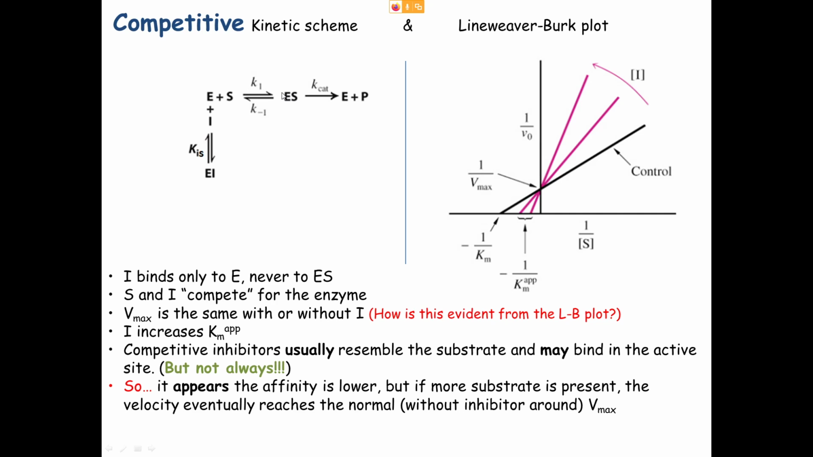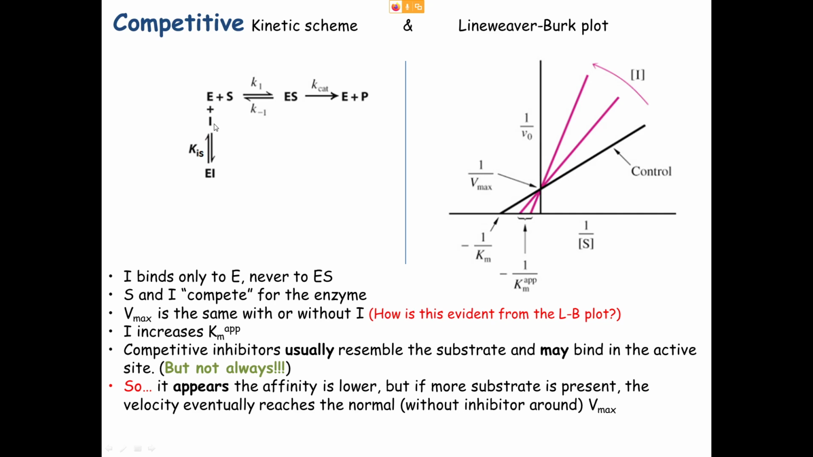That occurs at the rate K1. It could fall apart at the rate K minus 1 and so forth. ES can also make product. So it turns into EP and then releases the product to give E plus P. And we said that rate was called K2 or Kcat. Okay? This is all old stuff. We saw this last time. Okay? The new part of this kinetic scheme here is the inhibitor I is able to bind to E, right? Never to ES, only to E.